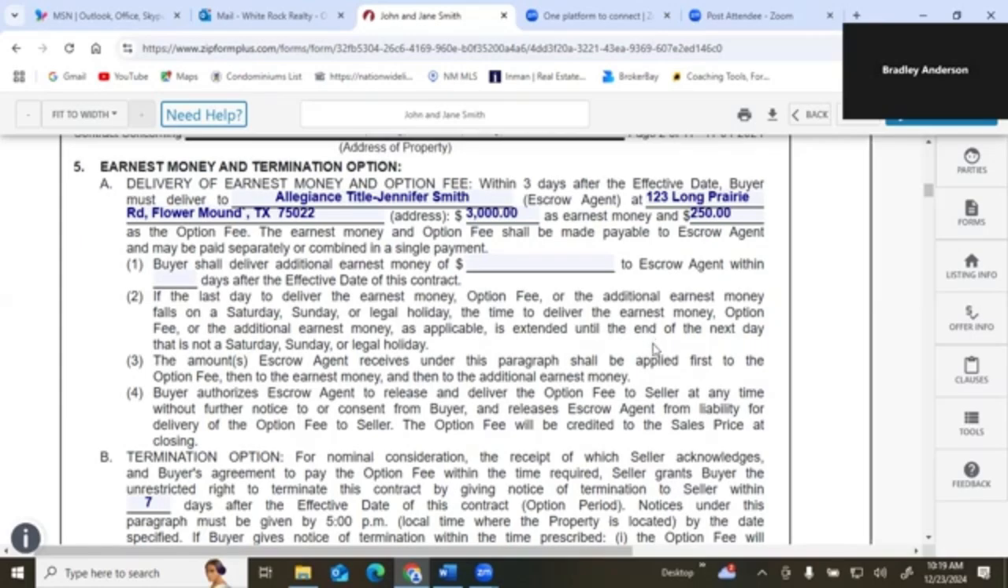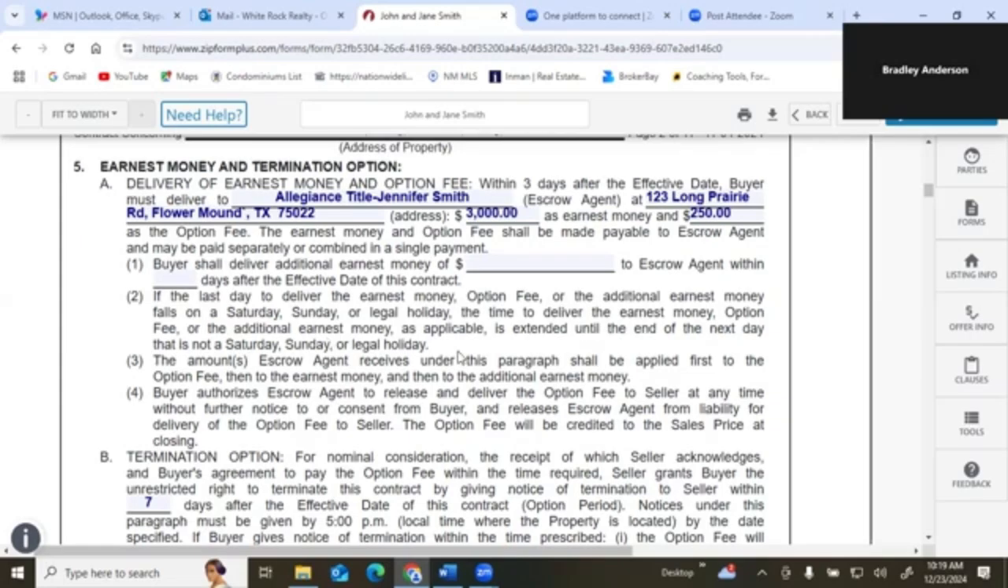Okay? So let's say April 1st was a Thursday. So April 1st is a Thursday. April 2nd is your first day, but that's a Friday. And the third day would be Sunday. Well, it says here, if it falls on a Sunday, it goes to the next business day that's not a Saturday, Sunday, or legal holiday. So that would be a Monday.